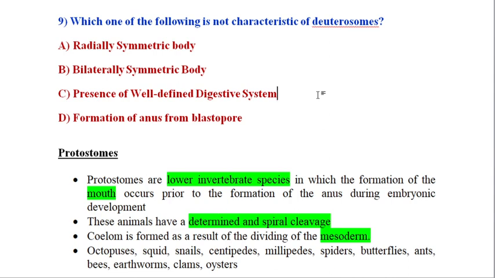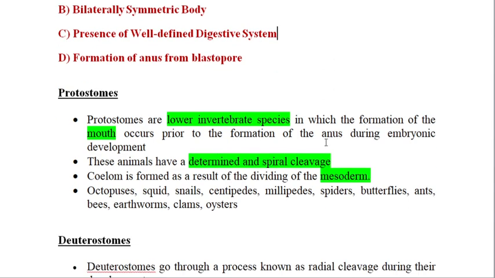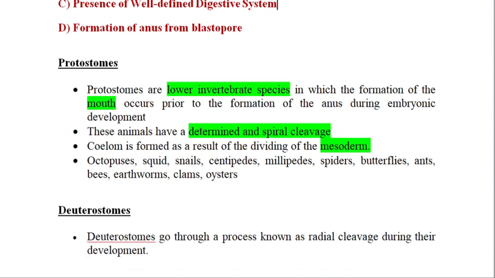So first, you should know about protostomes and deuterostomes. Protostomes are lower invertebrate species, and in them the mouth occurs first. These animals have a spiral cleavage, and the coelom is derived from the mesoderm. This includes octopus, squid, snail, centipedes, millipedes, spider, butterfly, bee, earthworm, clam, and oyster.